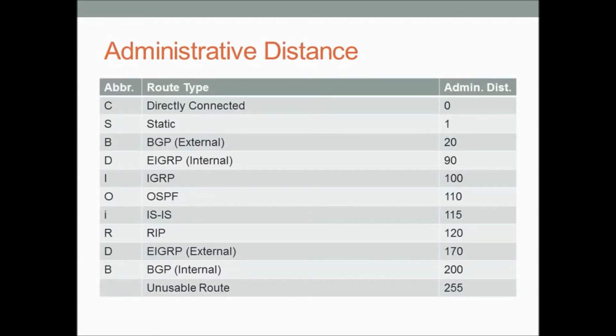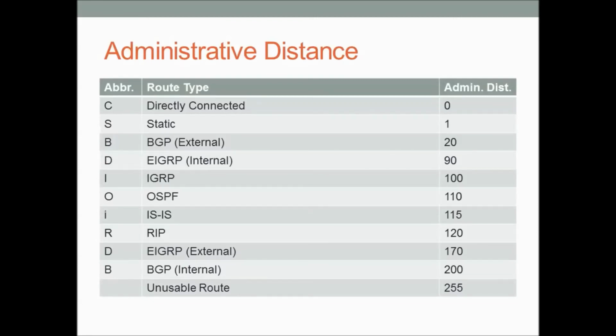So here I wanted to talk about the concept of administrative distance. Now, this is determined by the routing protocol or the administrator. So for example, you see here the table of all of the different routing protocols' administrative distances, the route type down there in the center, and then the final administrative distance over on the right.